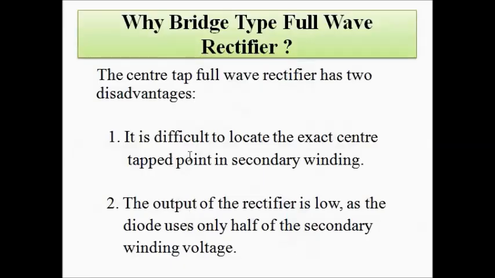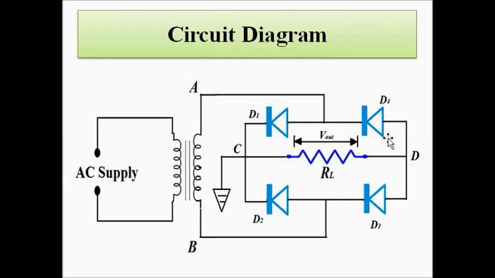So in order to overcome these two disadvantages, the bridge type full wave rectifier is used. Let us see how the circuit of the bridge type full wave rectifier looks. So this is the circuit of the bridge type full wave rectifier. Why is it called a bridge type full wave rectifier? Because of this design, this arrangement of diodes. As you can see, there are 4 diodes which are connected in this way to form a bridge circuit.